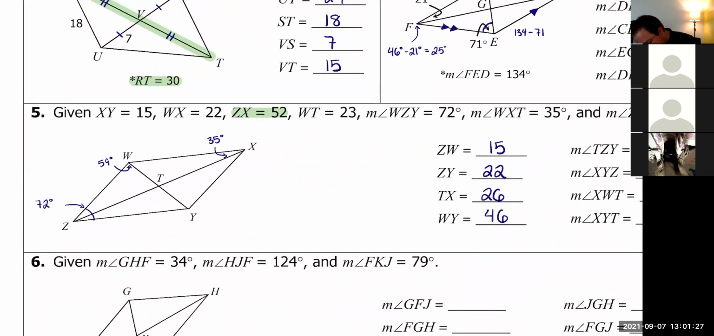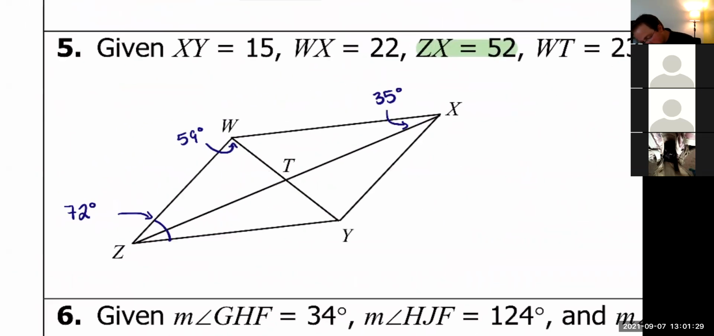So let's see, angle TZY. So TZY is down here in this corner, which if I look at it, this one's kind of sneaky, but it is alternate interior from this angle right here. Careful. Alternate interior from this angle up above. So it would be 35.